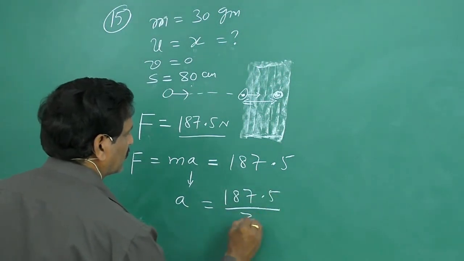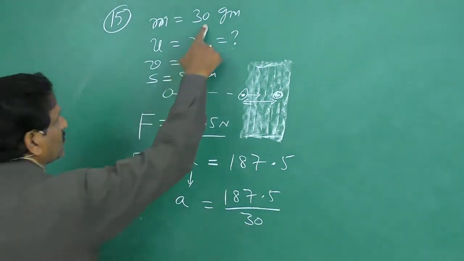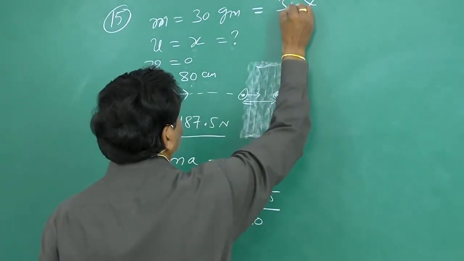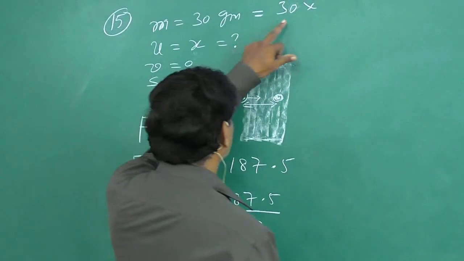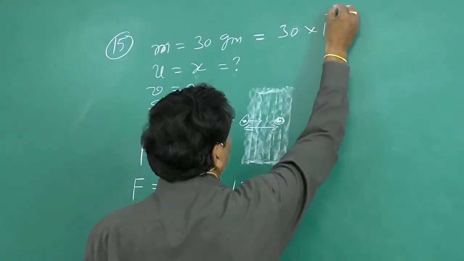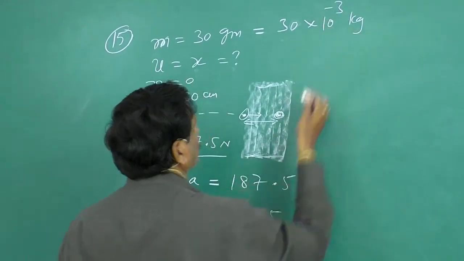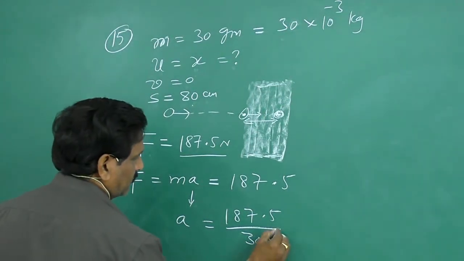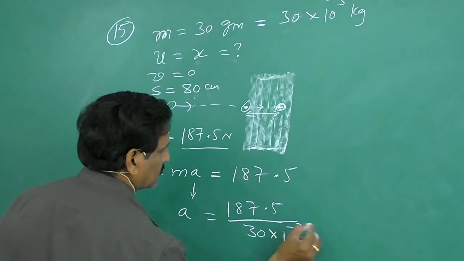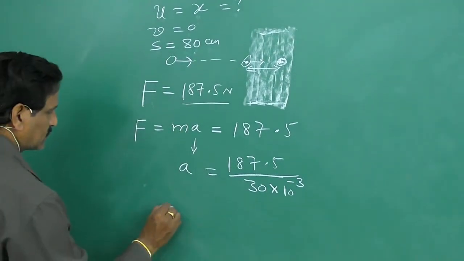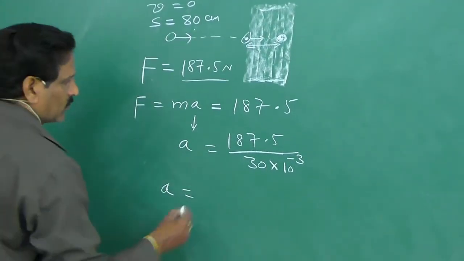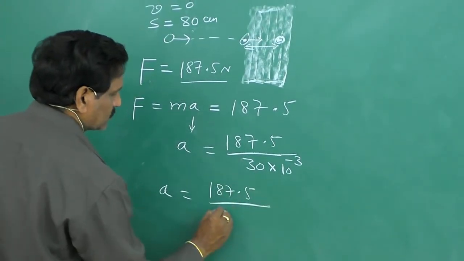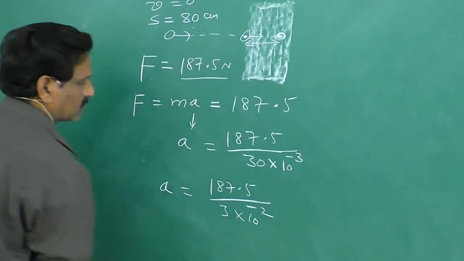187.5 by 30. But here 30 is in grams, so it should be converted into kilogram. So 30 gram is equal to 30 into 10 power minus 3 kg. So here this is 30 into 10 power minus 3. So A is equal to 187.5 by this, which is 3 into 10 power minus 2.